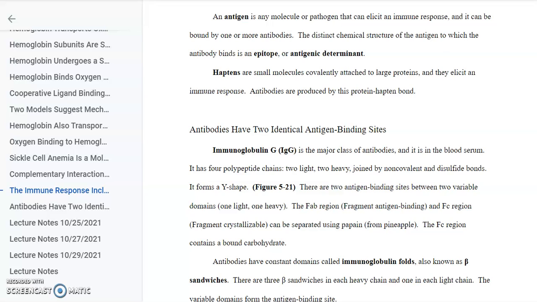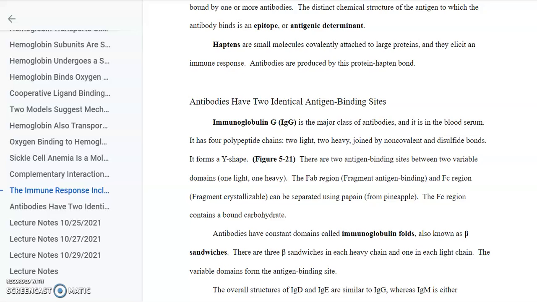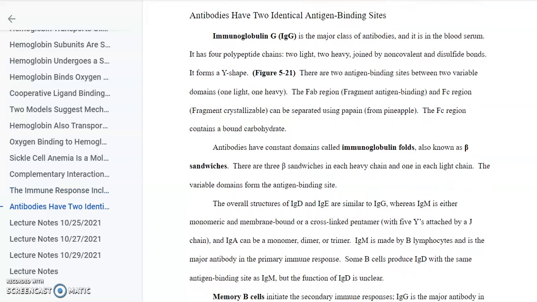Haptens are small molecules covalently attached to large proteins, and they elicit an immune response. Antibodies are produced by this protein-hapten bond. Antibodies have 2 identical antigen binding sites.